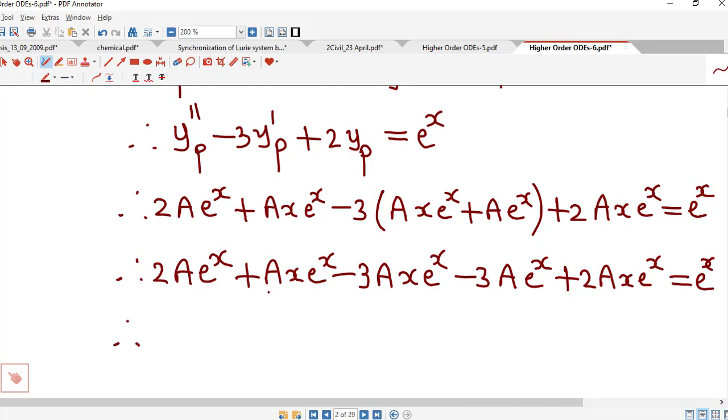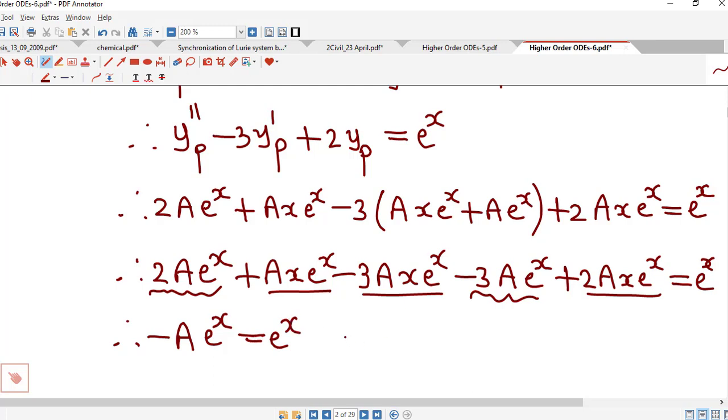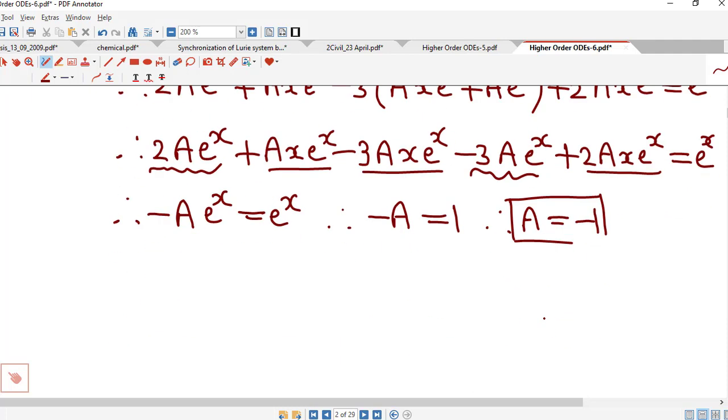Now ax e raised to x plus 2ax e raised to x, that is 3 times ax e raised to x, that will cancel out with this, and this is 2a e raised to x minus 3a e raised to x, that is minus 1a e raised to x equal to e raised to x. So if we compare the coefficients, we have minus a equal to 1, therefore a is minus 1. So we obtain the value of undetermined coefficient.